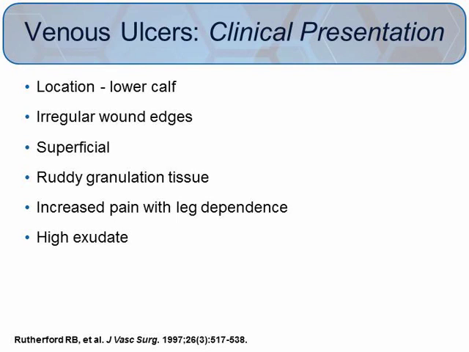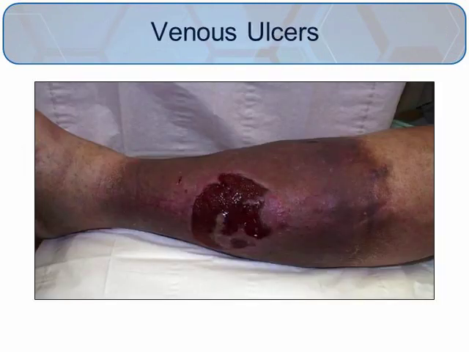I always tell patients that fluid follows the path of least resistance. So if they have an open wound and a lot of edema, that edema fluid is going to come out through the wound. And one way that I can tell that I've got their swelling really well controlled is that their exudate starts to decrease. This is a typical venous ulcer, irregularly shaped, superficial, ruddy granulation tissue surrounded by hyperpigmentation and varicose veins.